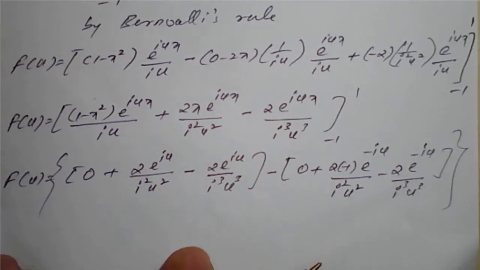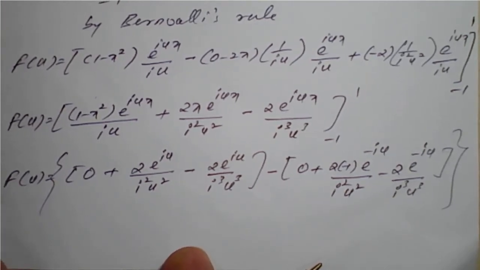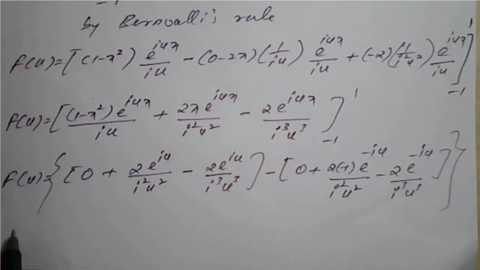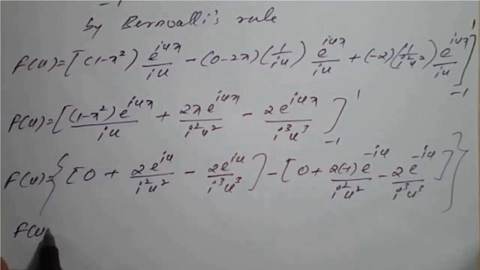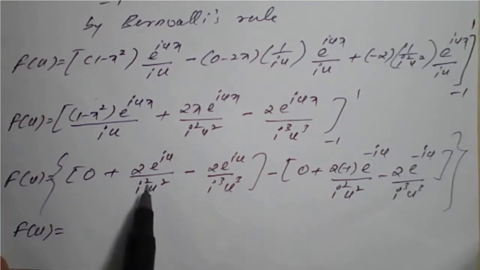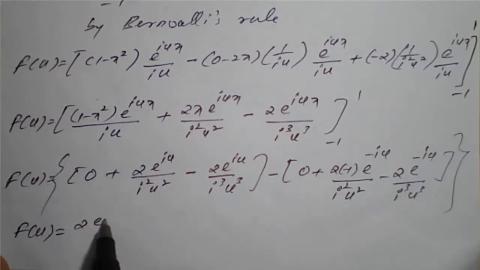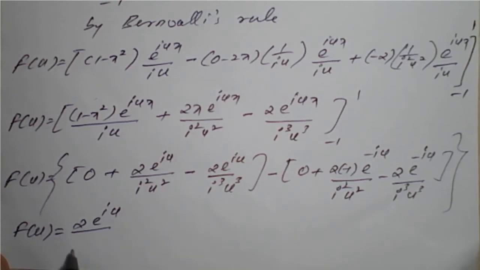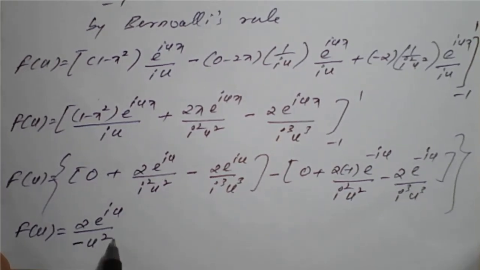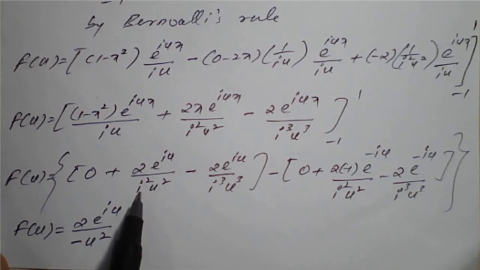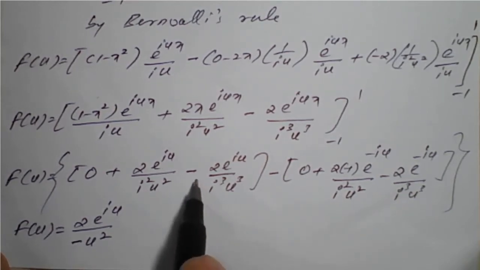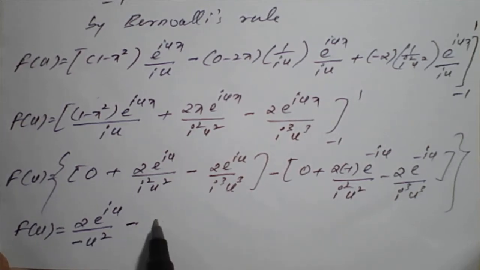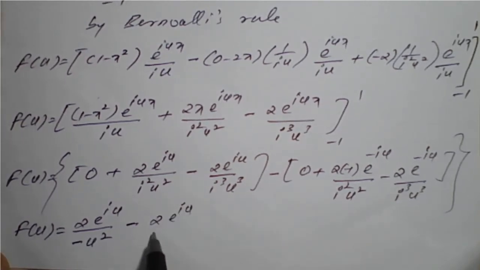So we'll go for the simplification. So what happens here? We'll check once again finally. So therefore f of u is equal to, so this result will become 2 e raised to iu divided by i square, which is nothing but minus 1, u square. So minus u square. So i square is minus 1, that minus I have taken. So minus times u square as it is, minus 2 times e raised to iu.